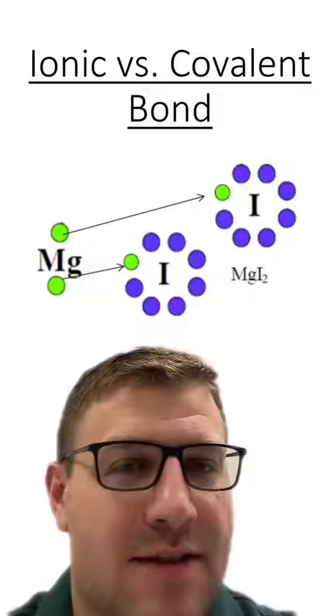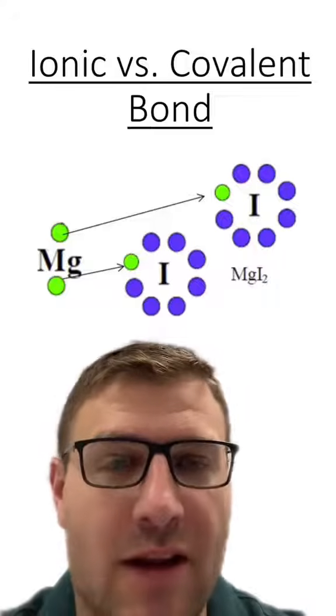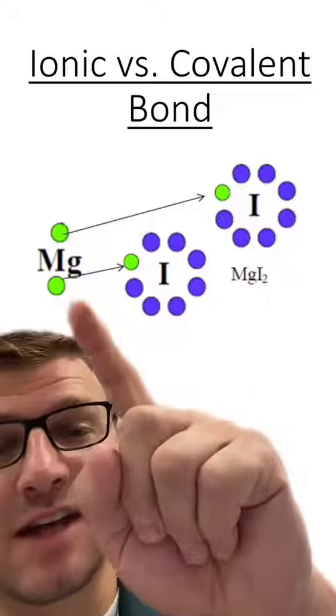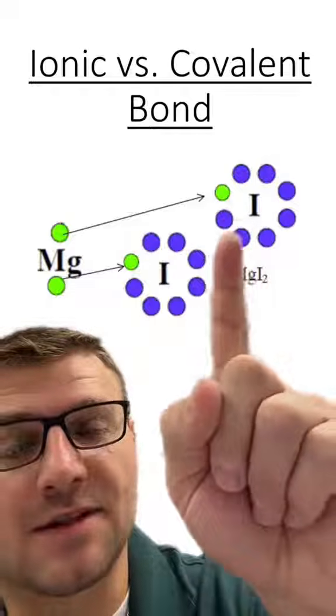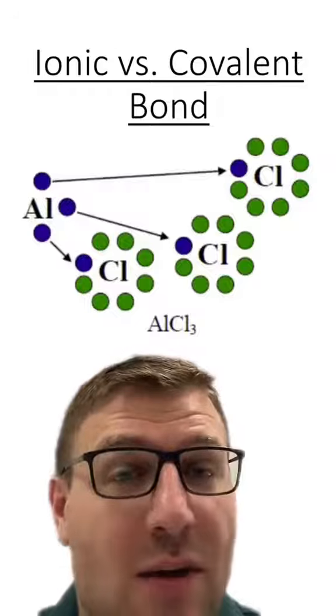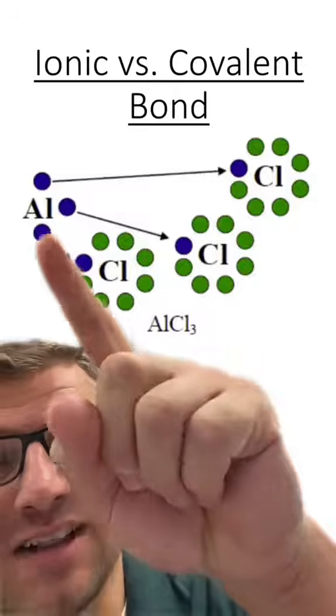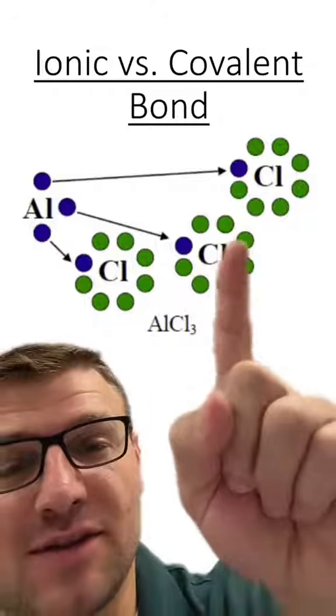All right, what about this molecule? Is this showing an ionic or covalent bond? This again is showing an ionic bond since magnesium is giving an electron to both of these atoms. All right, what about this one? Is this showing an ionic or covalent bond? Once again, this is an ionic bond because again, aluminum here is giving an electron to these 3 atoms.